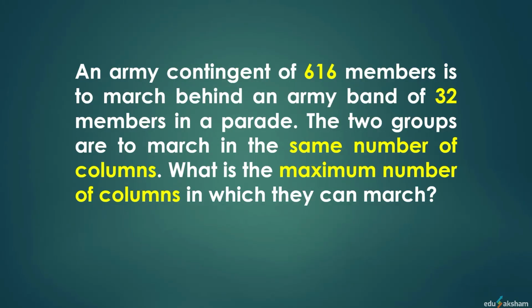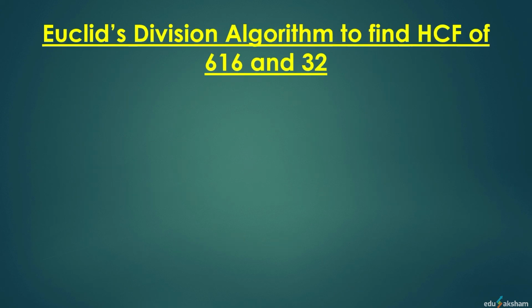Now, in the question given to us, we have to find the maximum number of columns in which 616 members can march behind an army band of 32 members, such that both these groups march in the same number of columns. In other words, we have to find the HCF of 616 and 32, as we saw in the example. We will find the HCF of 616 and 32 by Euclid's division algorithm.